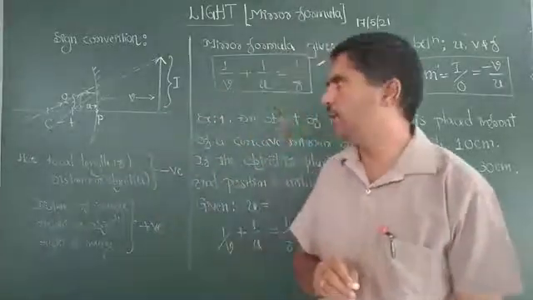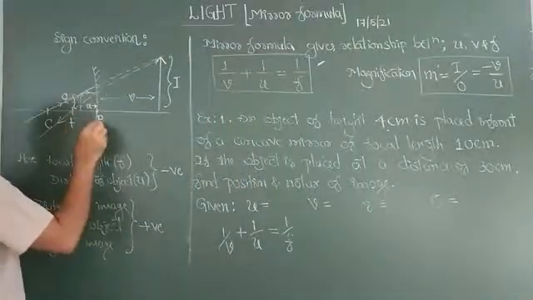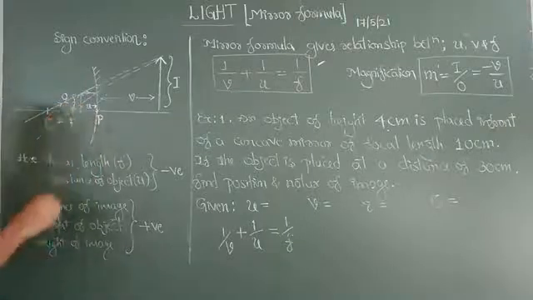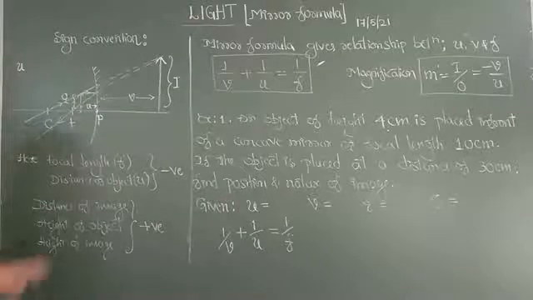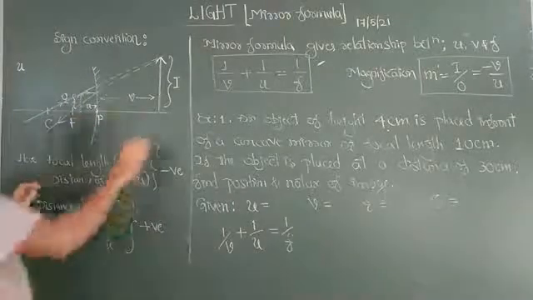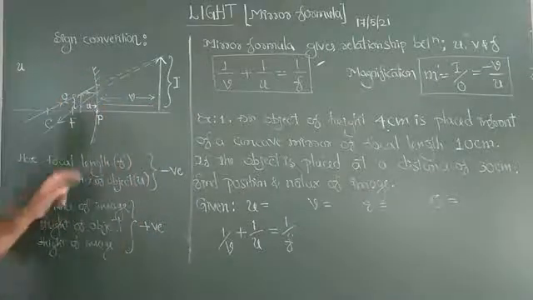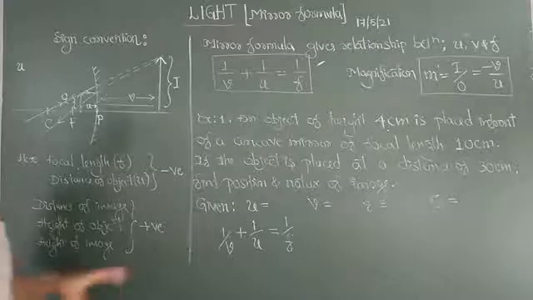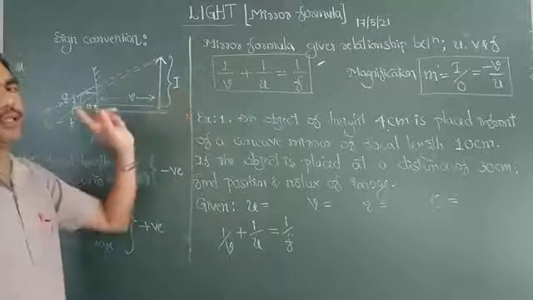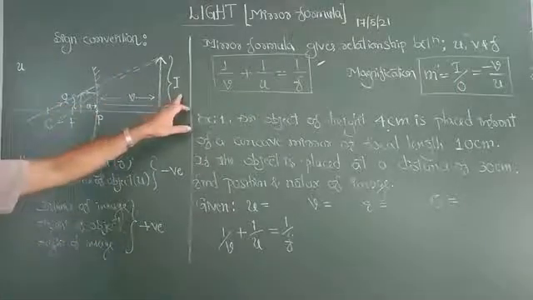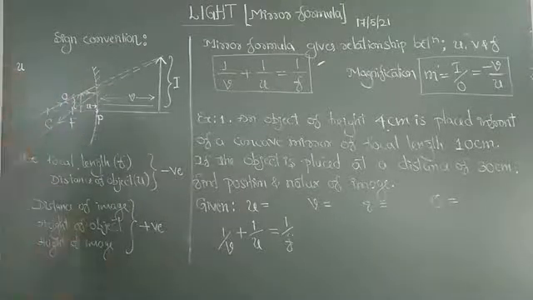Now the object is between pole and focus. Distance of the object is represented by u. The image is here now. Distance of the image is represented by v. Focal length is f. Height of the image I will call I, and height of the object is represented as O.